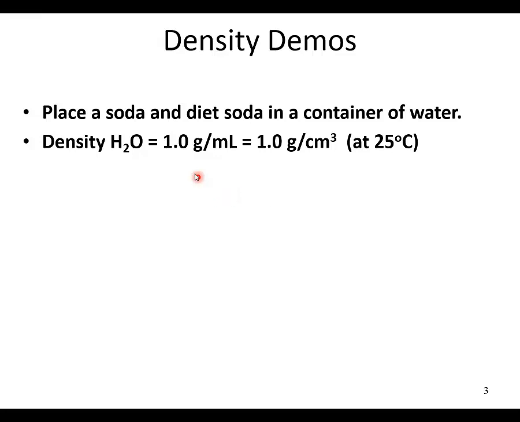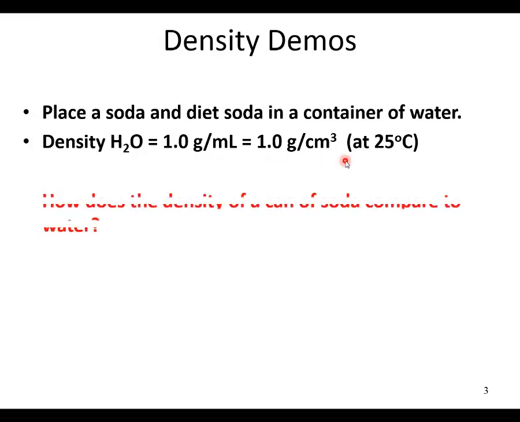Now, if we know the density of water is 1.0 grams per milliliter, or 1.0 grams per centimeter cubed to two significant figures at 25 degrees Celsius, well, then this tells us a bit of information about the sodas. So we know when we have the sugar dissolved in standard soda, it ends up being a little more dense, so it would sink to the bottom in the water.